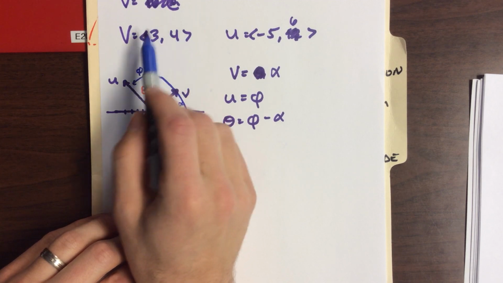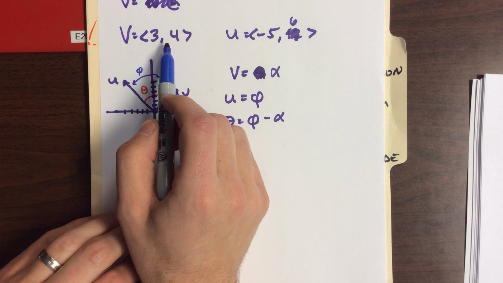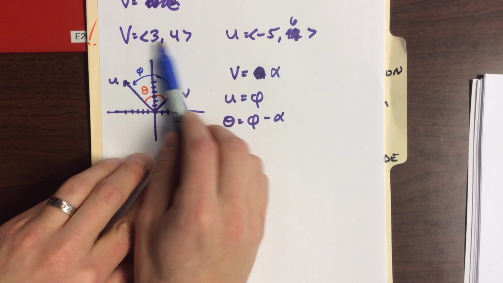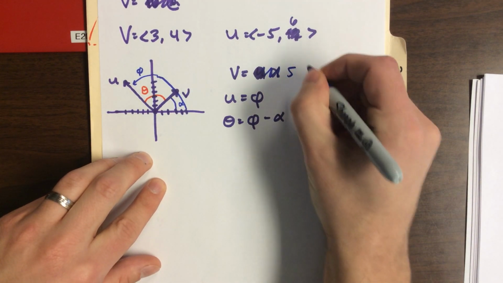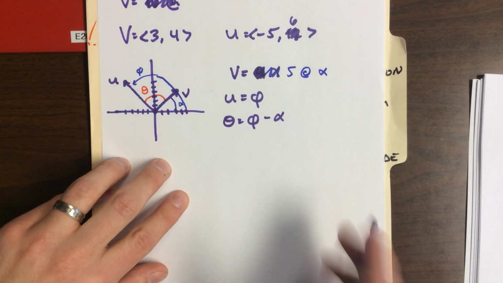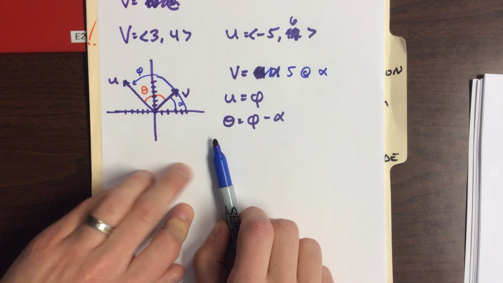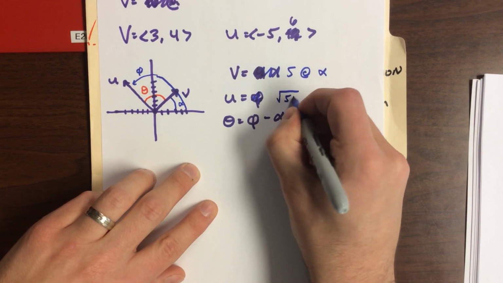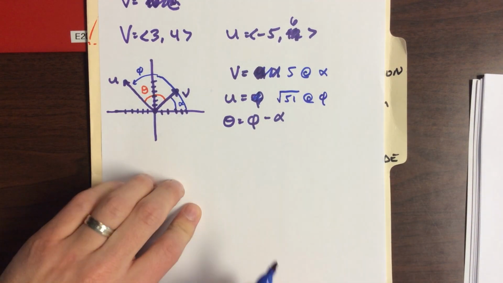Let's look at this. V has a magnitude. I'm leading you through a long way. What is the magnitude of vector V? So V is actually 5 at alpha. What's the magnitude of U? Root 51. So U is really root 51 at phi, and I want the angle between the two of them.